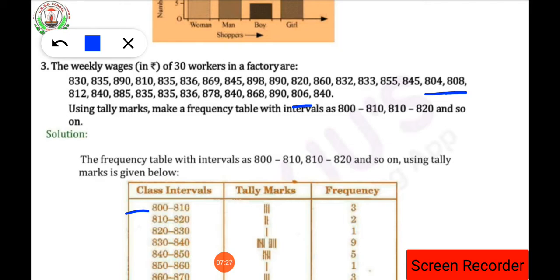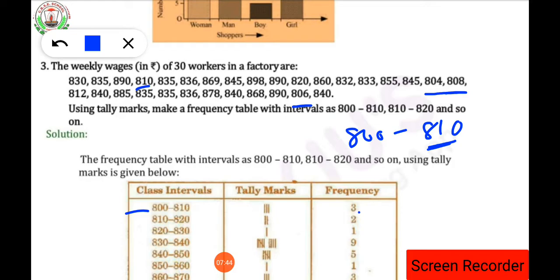So how many datas together from 800 to 810 will come? Remember student, this 810 is the data. So here is the data. You will say to me, teacher, 800 to 810, that means this will also come. So here it will be 4.